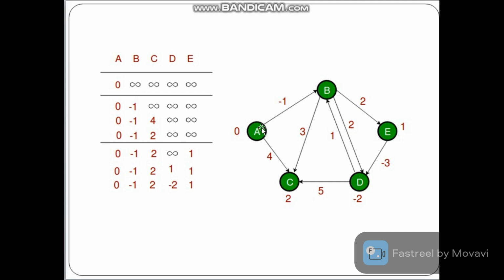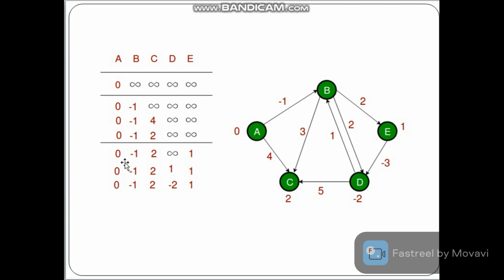Next, from a to c there is a direct path, so it's 4. In the next step, this is minus 1 and this is 4. So at the next level, from a to c, you can see minus 1 plus 3 is 2. So this is our first step. We have to do relaxation n minus 1 times. This is the first relaxation.